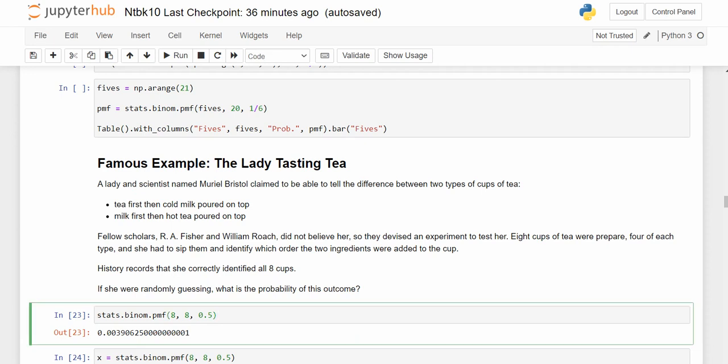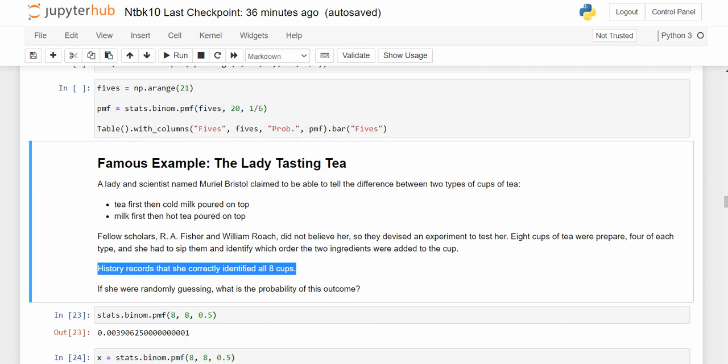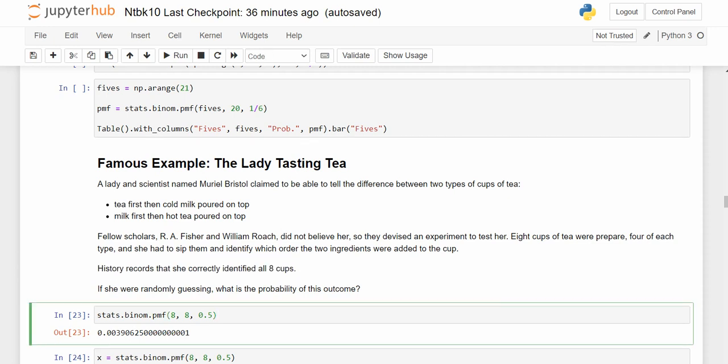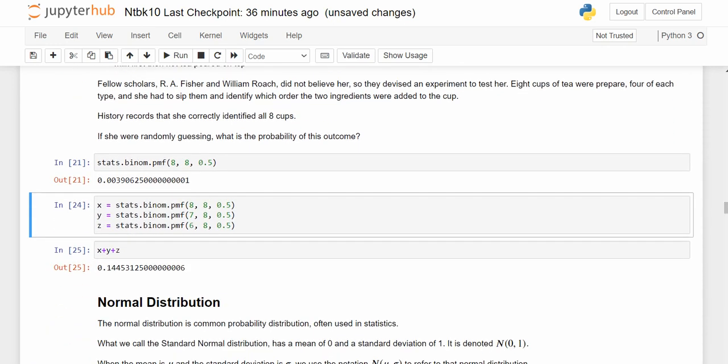And again, what is the probability? By the way, history records that she correctly identified all 8. It turns out he was going to say that even 7 out of the 8 was fine, but let's look at why. When we use the stats.binom PMF, 8 successes out of 8 trials, if she's guessing, that would have less than a 1% chance of happening.